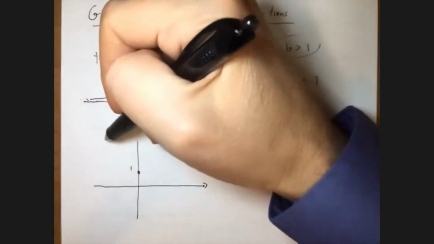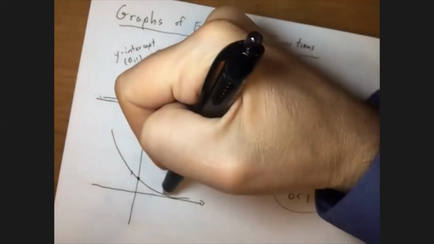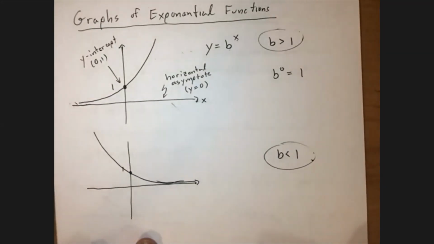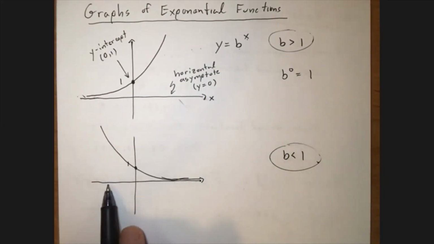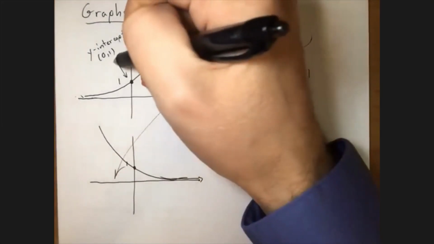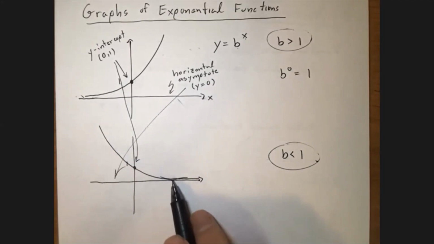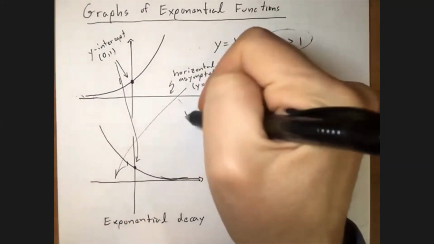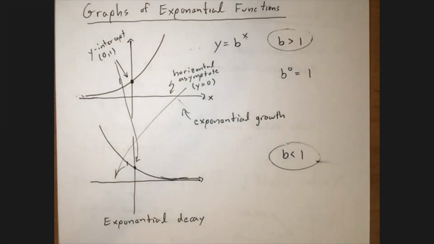Same thing here, except now our function looks like that, right? So it decreases from left to right. Still has a horizontal asymptote. That's still the case. Still has a y-intercept, 0, 1. But the graph decreases from left to right instead of increases. This is called exponential decay. This one up here is called exponential growth. The two different behaviors we can see with exponential functions. So it either grows very fast or it decays very fast.